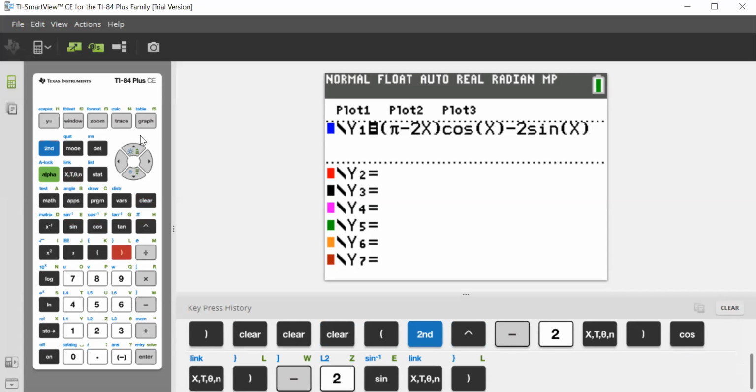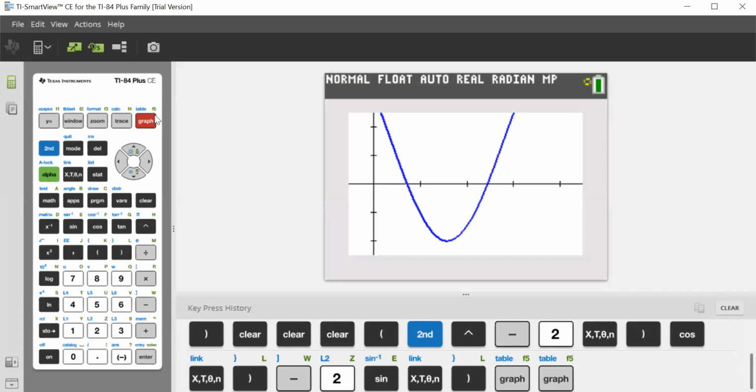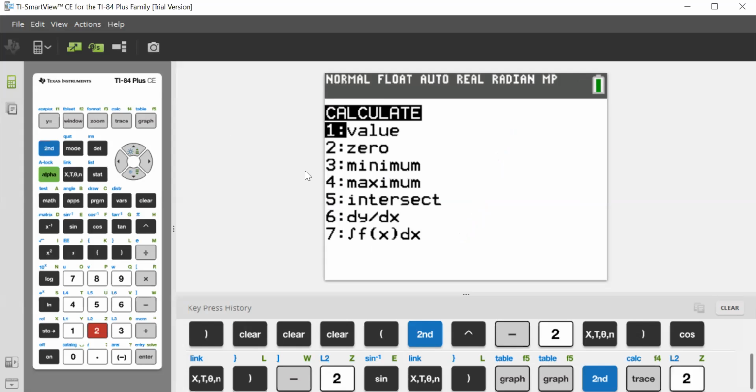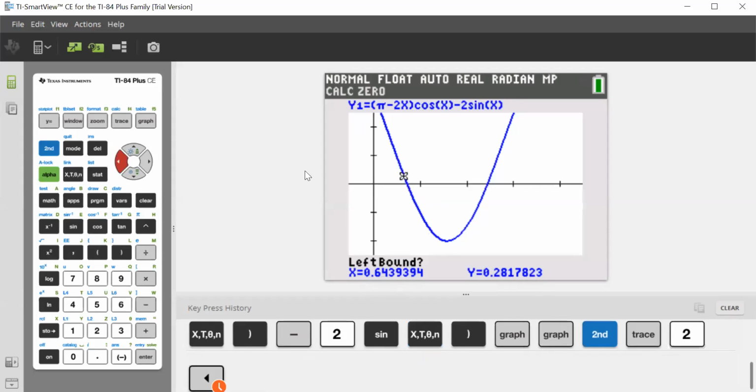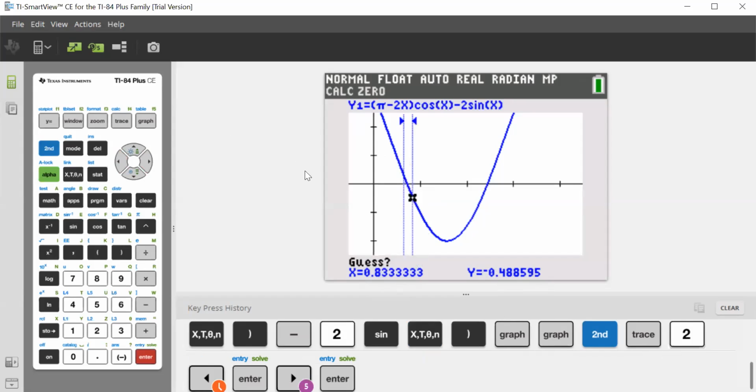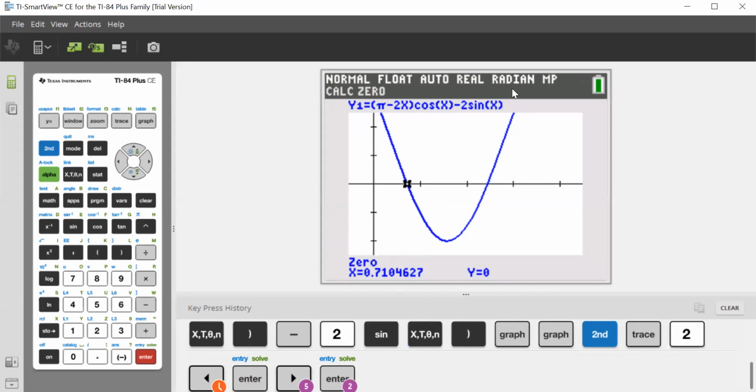And just to make sure we remember how to do this, we want to figure out the x-intercept of that, and we do that with second, calculate, zero. Choose a value to the left of the x-intercept and hit enter. Choose a value to the right of the x-intercept and hit enter. Hit enter again, and we end up with 0.7104627. Everybody good with that? Is that what you guys got?